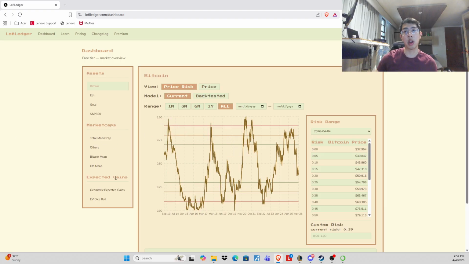In this video, though, I wanted to talk about expected gains, right? So, how much can we expect to make from an asset? There are two ways that we're going to look at this. The first way is the geometric mean, and the next way is the dice rolls. Maybe we'll talk about dice rolls in the next video, just because there's a lot to cover.